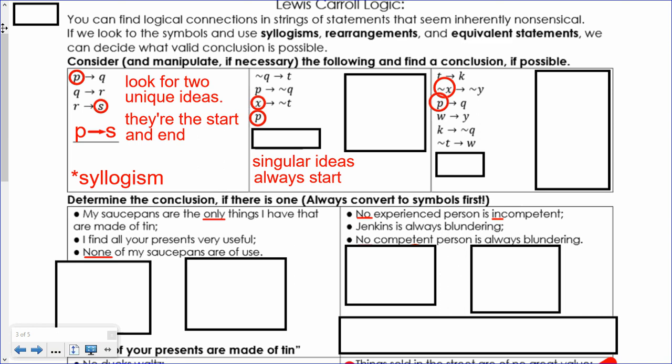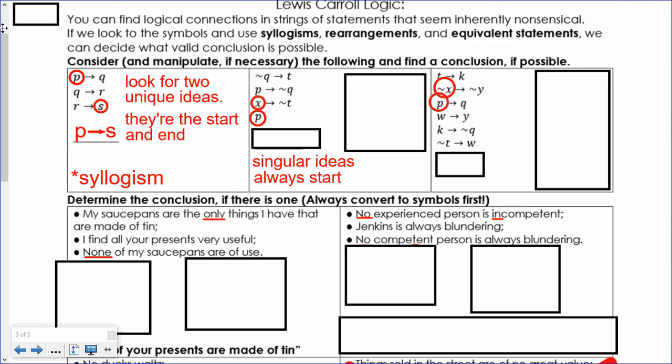I have P written twice, but this is a special case, and I want you to write this too. If you have a singular idea, so this is not a conditional statement, if it's just one letter, it's a singular idea, that's always going to be the beginning of your argument. So if you have your true syllogism, look for the unique ideas. But over here, if you have a singular idea, that will always start. So that's like an extra little special case.